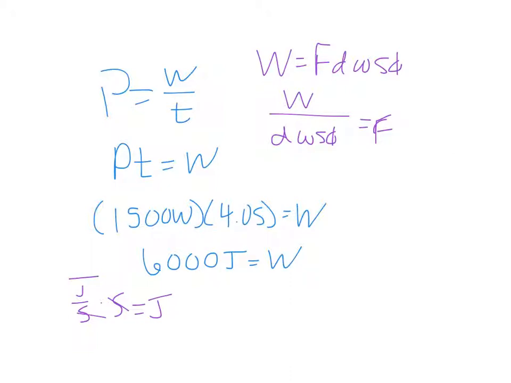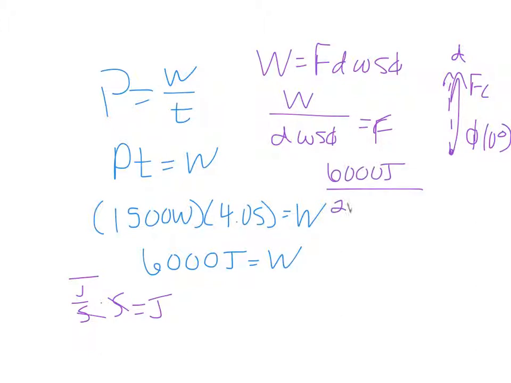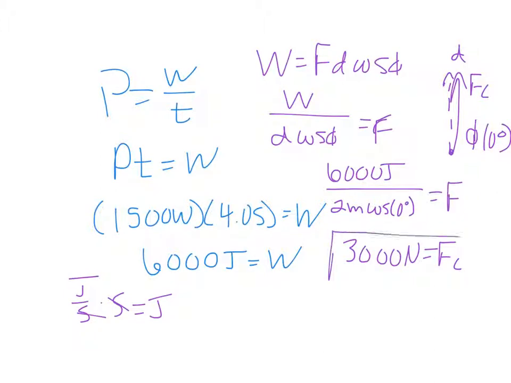How do we know what phi is? Well, work diagram. Contact force is directed up. He's moving up. So my phi is 0 degrees. So work over D cosine phi, so this is 6,000 joules, divided by the distance, 2 meters, times the cosine of 0 degrees equals the force. 6,000 divided by 2, 3,000 newtons equals contact force. I believe this was only 1 sig fig, so we can just leave it like that.